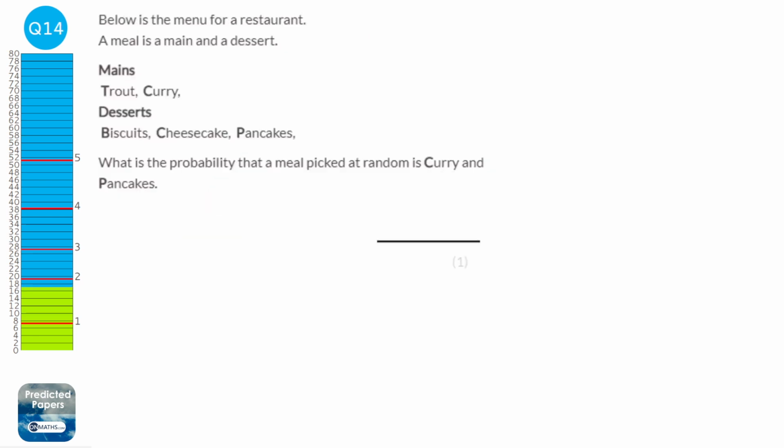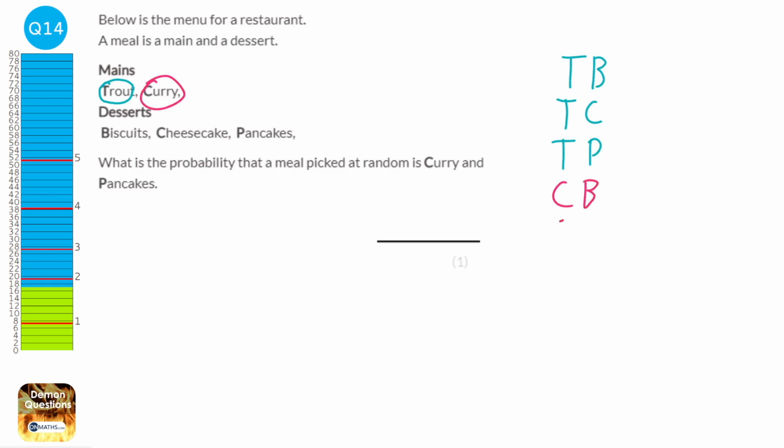I'm going to start by writing out all the outcomes. So I'm going to start with trout. So for trout as a main, I could have had biscuits for dessert. Trout as a main, I could have had cheesecake for dessert. Trout as a main, I could have pancakes as a dessert. Then I'm going to move on to a curry for main. So for curry for main, I could have had biscuits, could have had cheesecake, and I could have had pancakes.